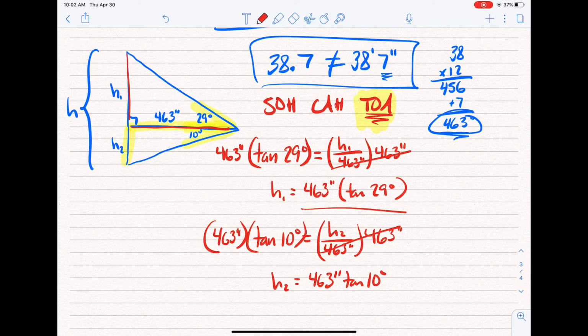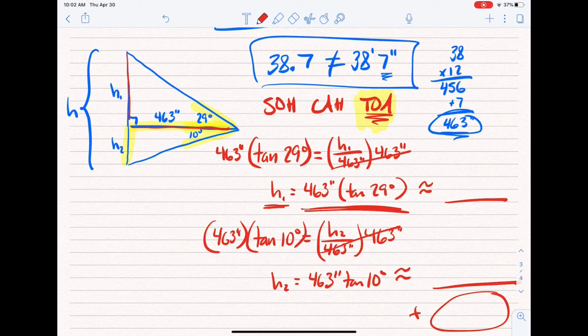Now, this is exactly what this is. It's not about. When I plug it into a calculator, then I approximate it. What I want to do is add these as exactly as I can and then approximate at the end, instead of saying this is about some number and this is about some number and then adding those up, where I've approximated twice. I want to add them up as accurately as I can. So if you've got a graphing calculator, which I have, I'm going to put it all in at one time. I type in 463 times the tangent of 29 degrees, close the parentheses, plus 463 times the tangent of 10 degrees, close the parentheses. And the calculator will do it all in one step.